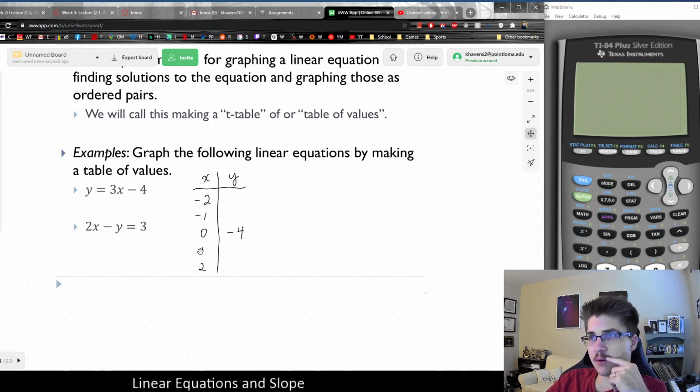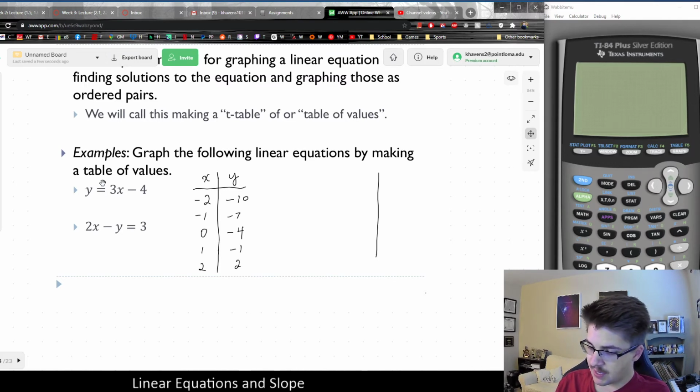Solving some more points, if I were to plug in 1, that would give me 3 times 1 minus 4. 3 minus 4 is negative 1. And then if I plug in 2, I would have 6 minus 4, which is 2. And then with minus 1, I would have negative 3 minus 4 is negative 7. And then negative 2 would give me negative 6 minus 4 is negative 10. And anyways, it's just a matter of picking whatever numbers I want, doing some math, and getting my points.